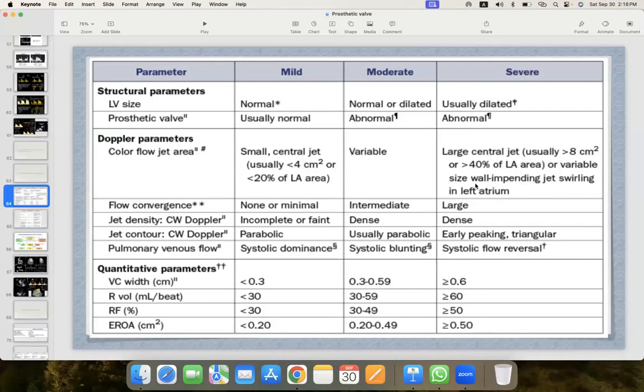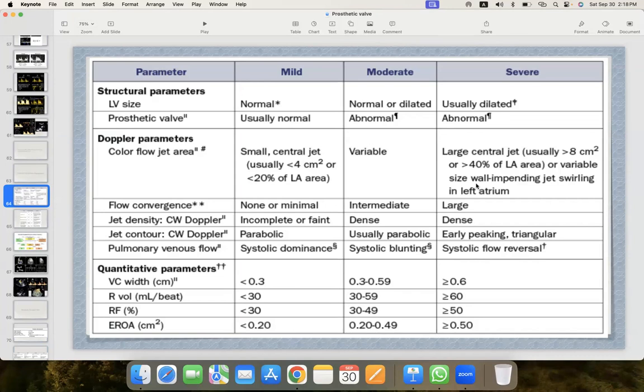So here you will see that this is the table that we usually use when we evaluate a patient when we have suspicion that the patient has regurgitation. You can look for multiple things. The most important thing I will say to take away from this table is that if the patient has flow reversal in the pulmonary vein, this is specific for significant and severe mitral regurgitation.